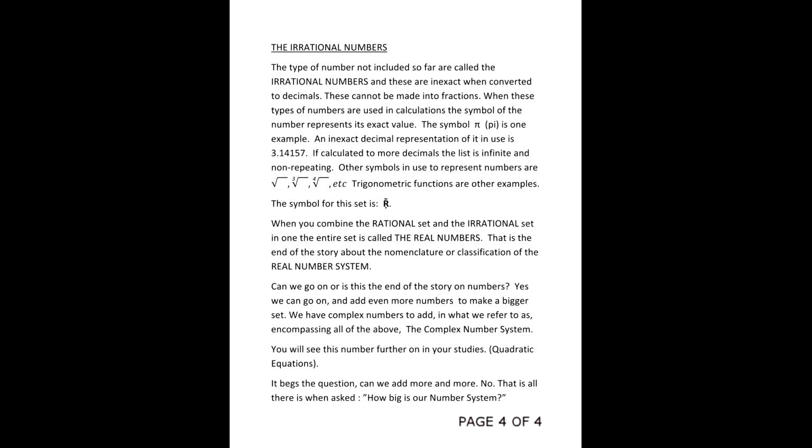Can we go on, or is this the end of the story on numbers? Yes, we can go on and add even more numbers to make a bigger set. We have complex numbers to add in what we refer to as encompassing all of the above. The complex number system is what it is called. You will see this number further on in your studies in the chapter on quadratic equations. Now, it begs the question, can we add more and more? No, that is all there is when asked, how big is our number system?